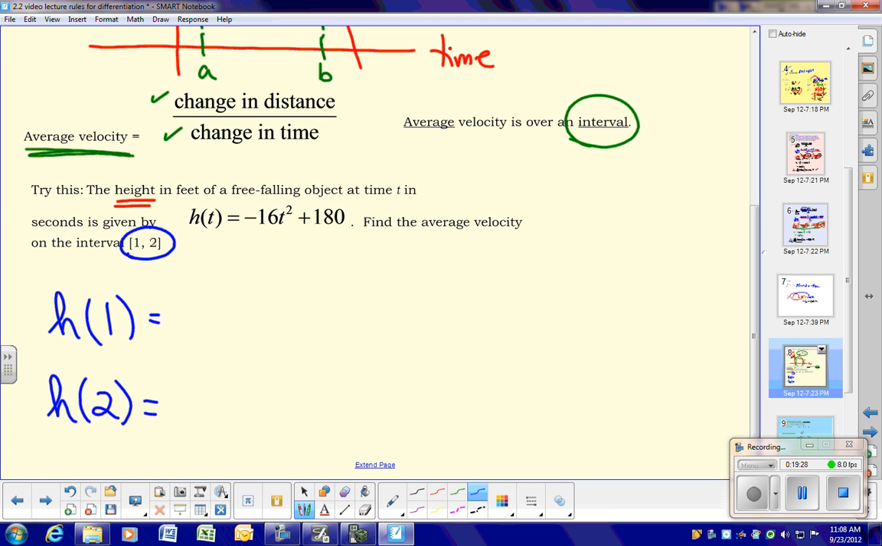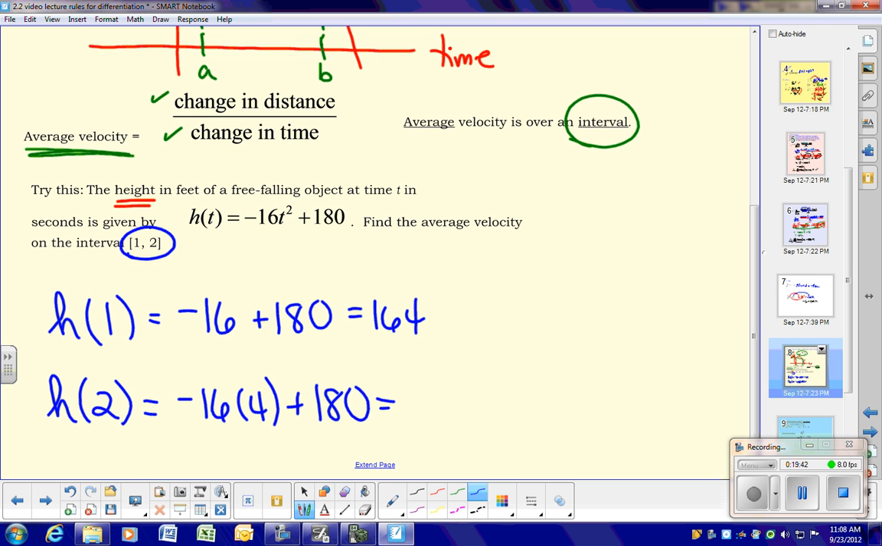At 1, I'd have, let's see, negative 16 times 1 squared plus 180, which is 164. And at 2, I'd have negative 16 times 2 squared, which is 4, plus 180. When I work that out, let's see, that would be 116. Okay, now to do average velocity, it's really just finding the slope of the secant line, and I've found slope for ages, and so have you. So this should not be scary.